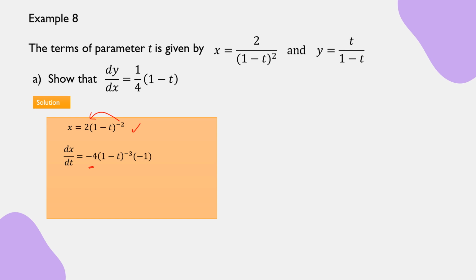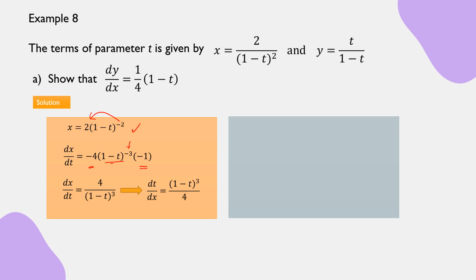So negative 4, (1 minus t) remains, and the power is reduced by 1, so we get negative 3. After that, differentiate inside the bracket, get negative 1. So we get 4 over (1 minus t) to the power of 3. Therefore, dt/dx equals (1 minus t) cubed over 4.